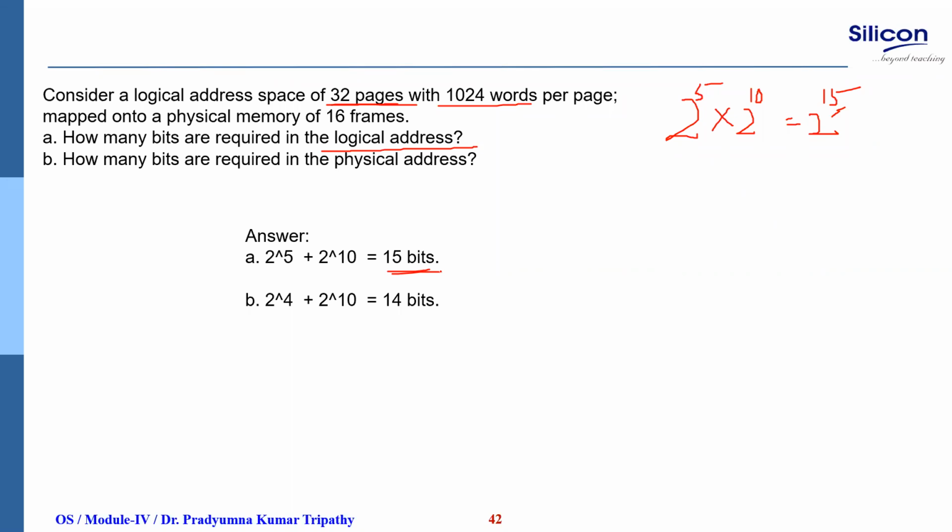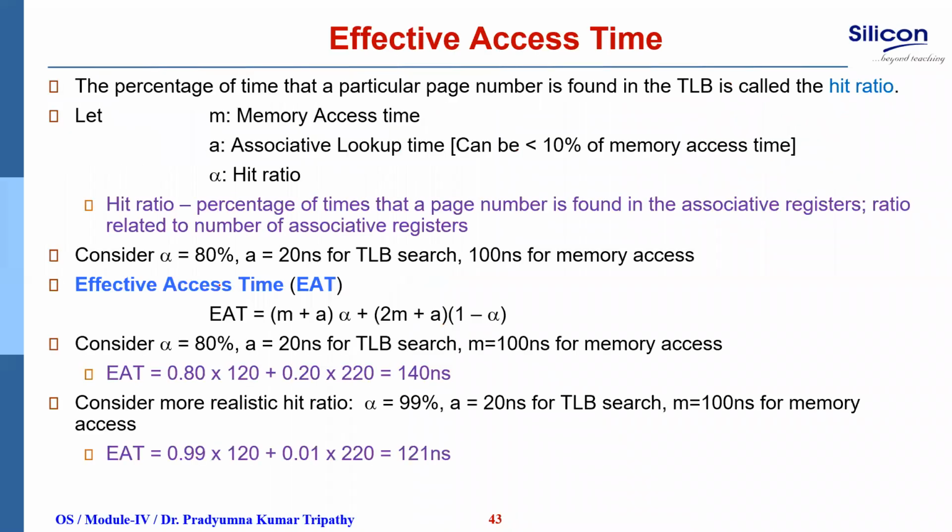How many bits are required for the physical address? For the physical address, it says that it is mapped into physical memory of 16 frames. 16 is 2 to the power 4. Size of the page equals size of the frame. So 2 to the power 14. So how many bits do we require? 14 bits. We require 14 bits over here. Correct?